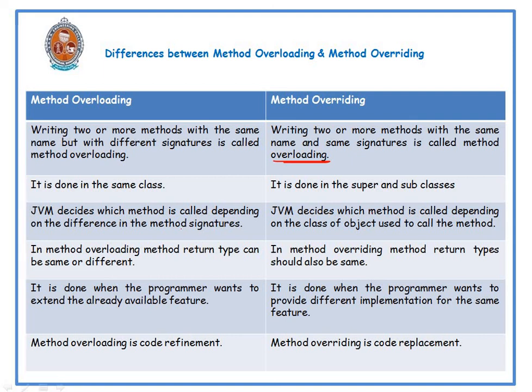Coming to the fourth one, in method overloading, the method return type can be the same or different. Whereas in method overriding, the method return types should be the same. Method overloading is done when the programmer wants to extend already available features, whereas method overriding is done when we want to provide a different implementation for the same feature. So if you want to provide a different implementation for the same method, then we go for method overriding. When we want to extend an already available method, we go for method overloading. And finally, method overloading is known as code refinement, whereas method overriding is known as code replacement. Thank you.